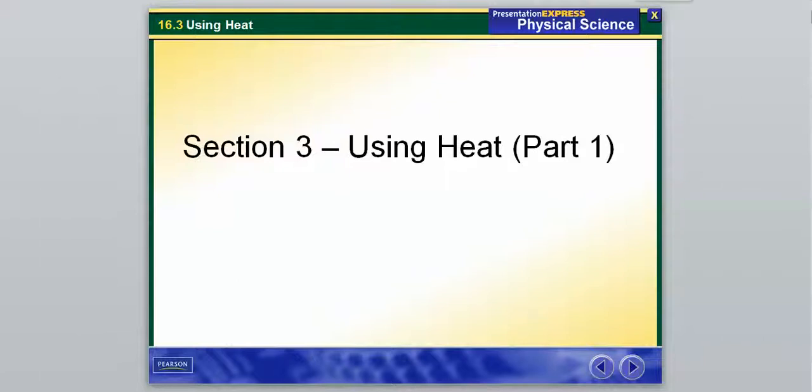Physical Science. This is Mr. B, and we're going to start our last section today, and it's going to talk about how we as humans utilize heat. There's a couple main ways that we utilize heat, and the first one that we're going to focus on today is engines.